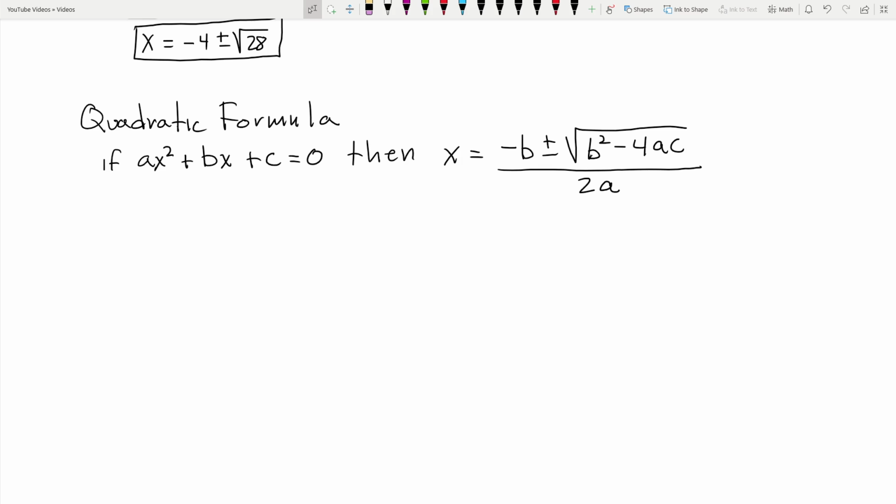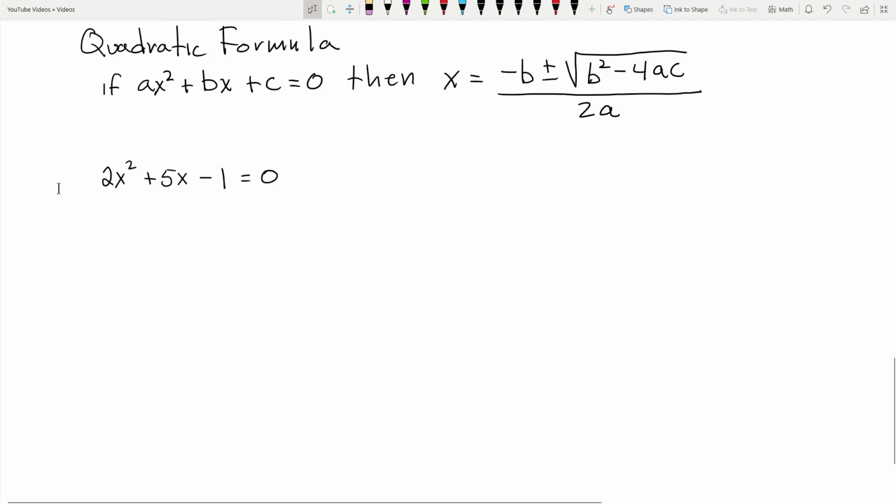But let's work on a problem first. I'm just going to make one up. Let's say 2x squared plus 5x minus 1 equals 0. I can pretty much be guaranteed that this is not going to factor, but it doesn't matter. Even if it does, we can still use the formula.